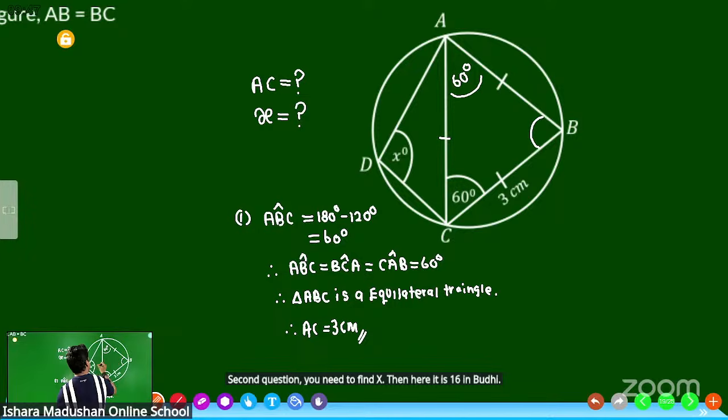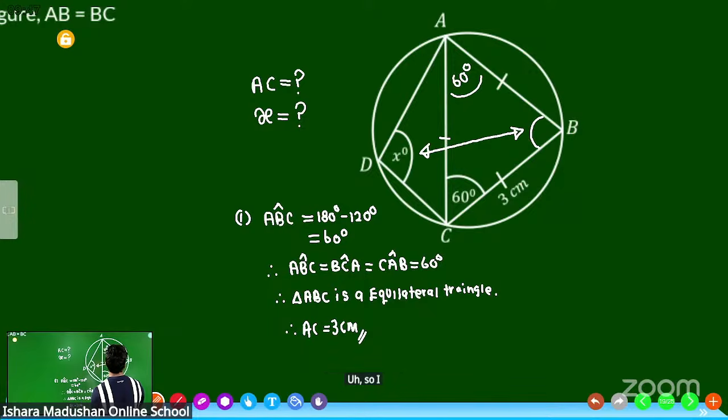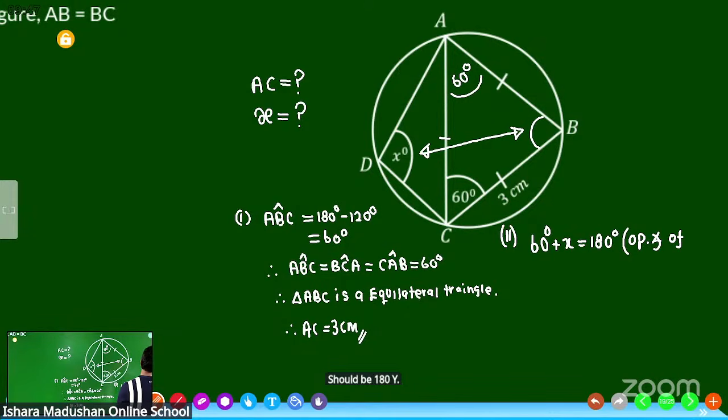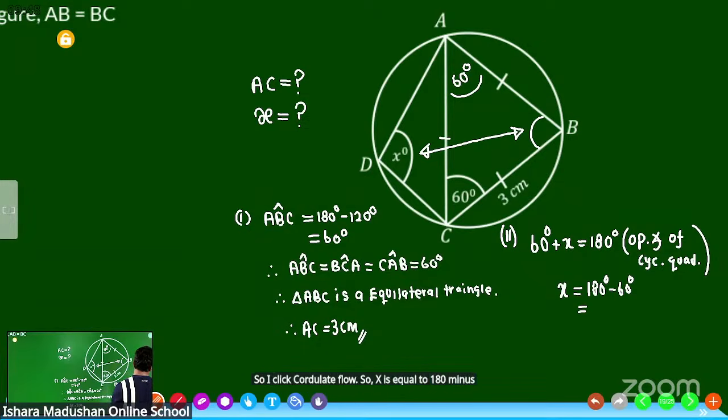This is a cyclic quadrilateral. So I can say ABC we have found as 60. Then 60 plus x should be 180. Why? Opposite angles of a cyclic quadrilateral. So x is equal to 180 minus 60. So it is 120 degrees.